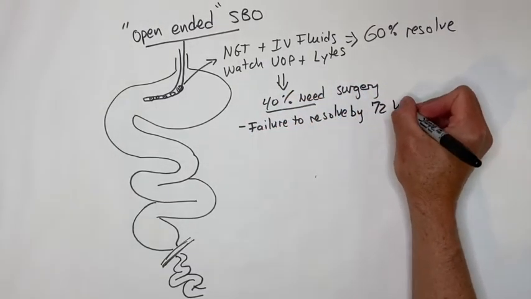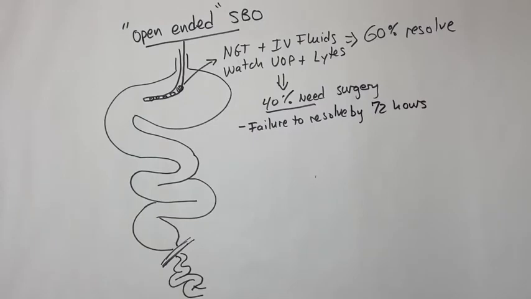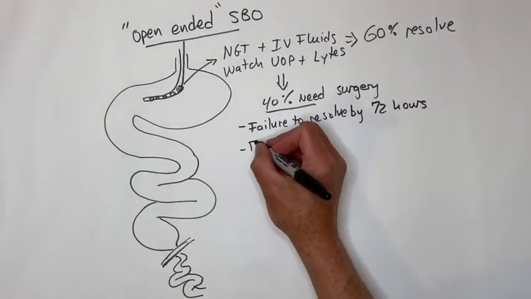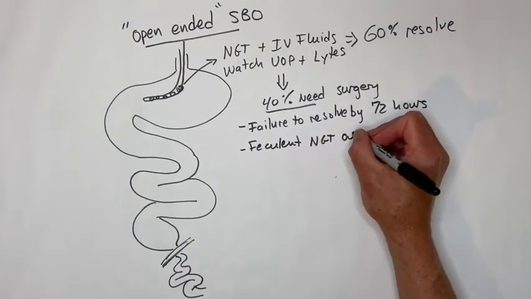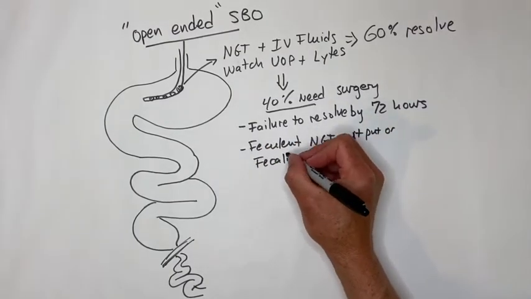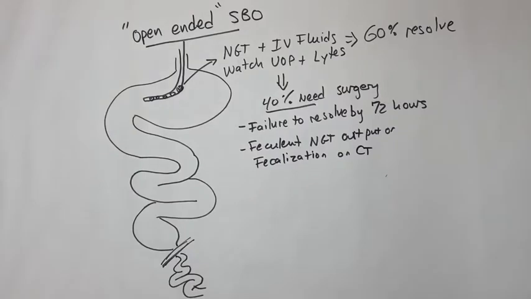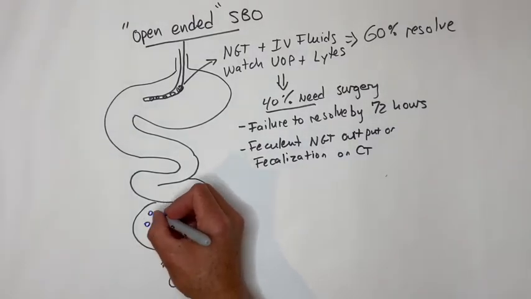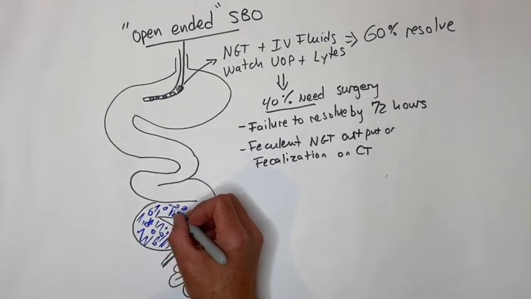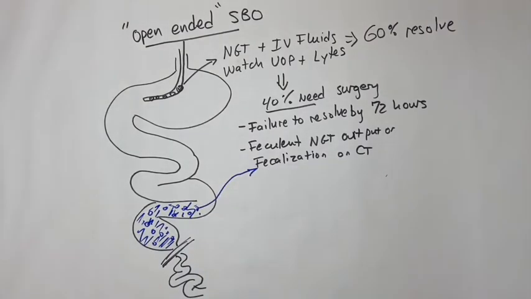Failure of non-operative therapy to resolve the small bowel obstruction by 72 hours, one should consider surgery. Feculent output from the NG tube or in the emesis is a bad sign. This means that the small bowel contents are so stagnant that they are turning into something that looks like stool, and this is a good sign that the obstruction is unlikely to resolve on its own. Fecalization of small bowel contents just above the obstruction on CT is a similar finding.